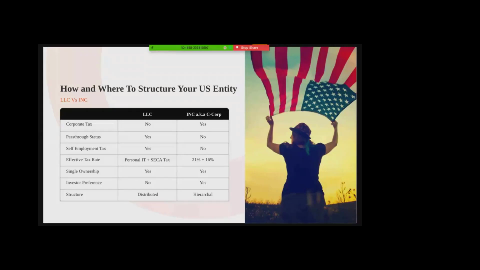Sure. I think you have covered this part, but if you could reiterate it for Tarun, the question is: LLC versus INC, which would be better for which kind of business and at what stage?